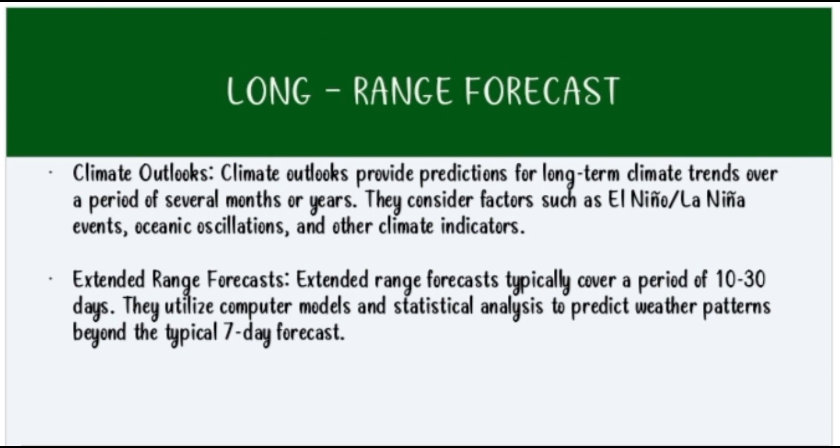Number 3, climate outlooks. Climate outlooks provide predictions for long-term climate trends over a period of several months or years. These consider factors such as El Nino, La Nina events, oceanic oscillations, and other climate indicators.